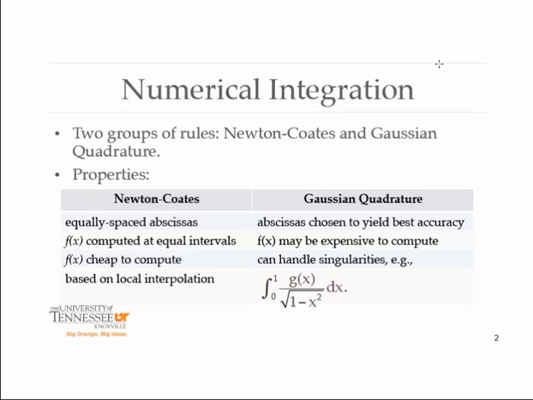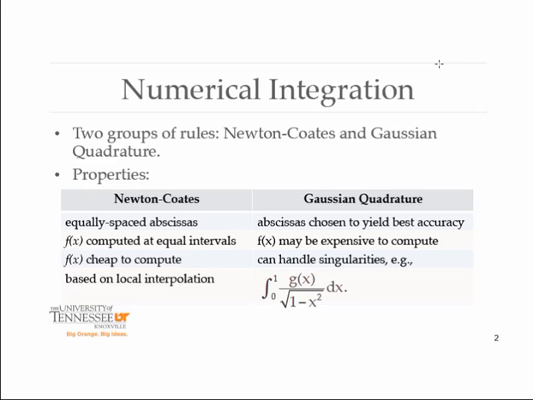And the basic differences between the two approaches are indicated in this small table. It's very important to make sure you go through each of these and understand the meaning. First of all, in case of Newton-Cotes, those abscissas, those x sub i's, are equally spaced. Whereas in Gaussian quadrature, they're chosen to yield the best accuracy. It's a little bit more complicated with Gaussian quadrature, but you'll see later when we cover the derivation of those rules, they're not going to necessarily be equally spaced.